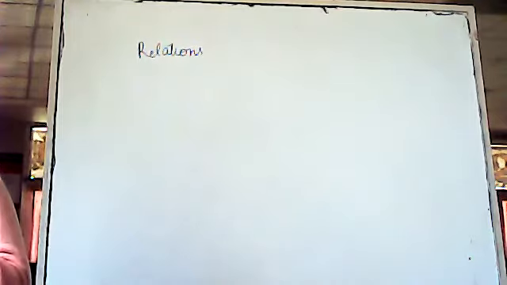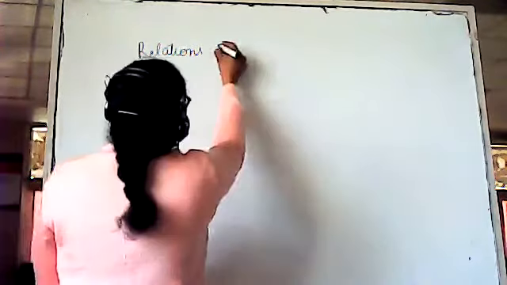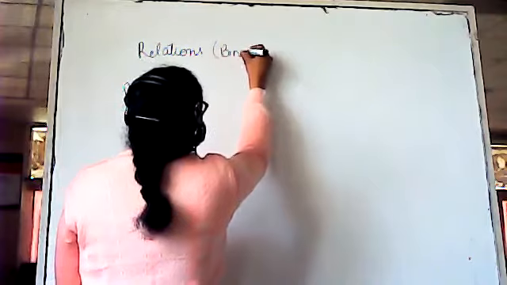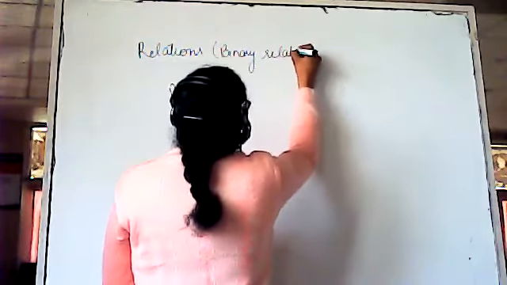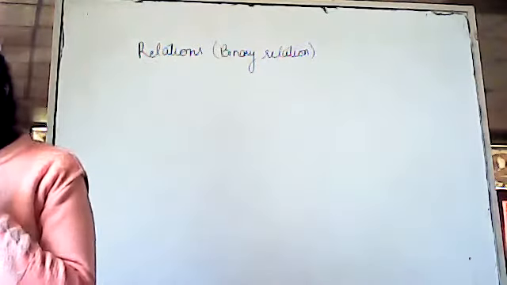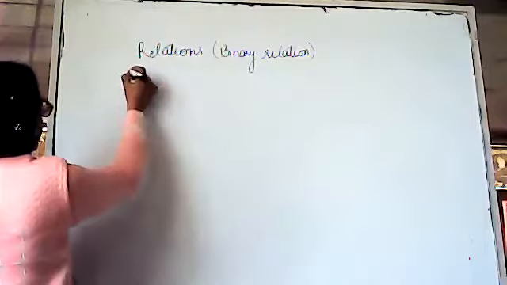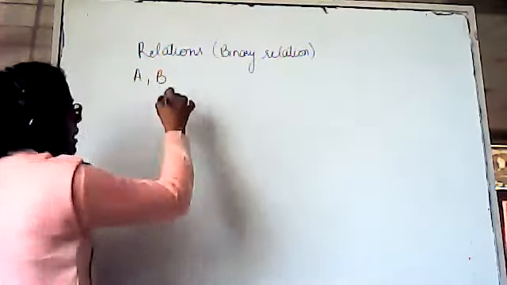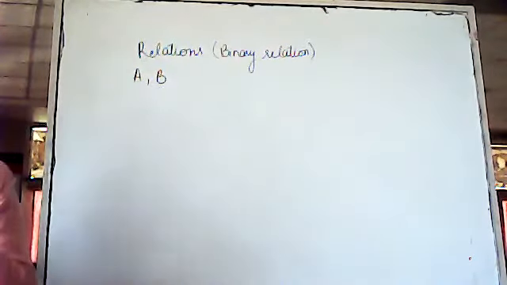So relation, or binary relation. Write down the definition. Let A and B be any two non-empty sets. Again, I am saying A and B are sets, so it means that there will be capital A and capital B. Let A and B be any two non-empty sets. Then a binary relation.